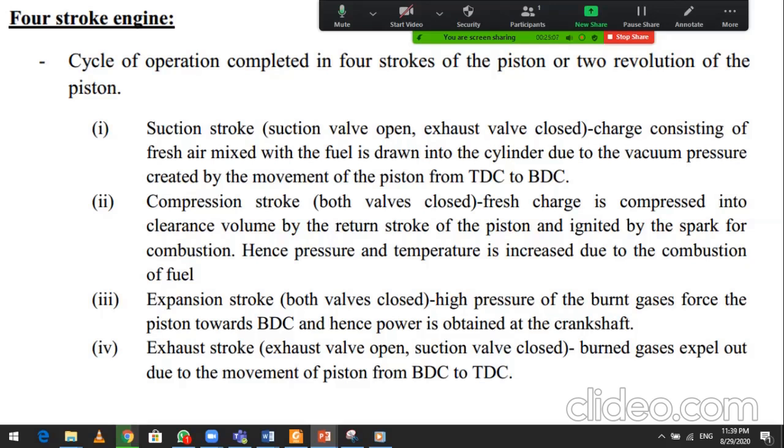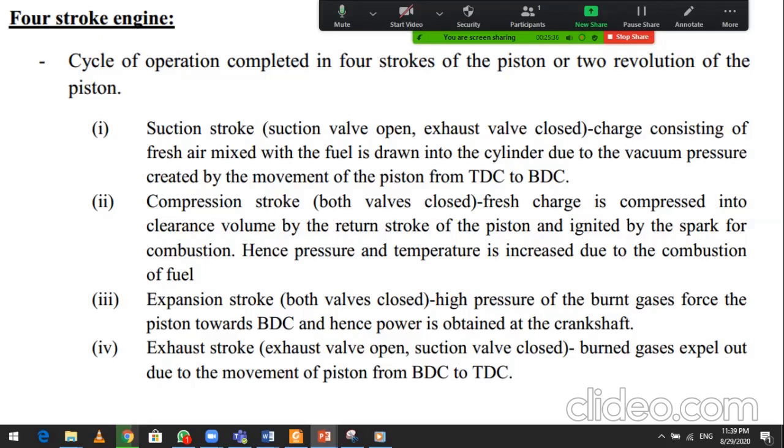We already know TDC and BDC are top dead center and bottom dead center. The second one is the compression stroke, with both valves closed. Fresh charge is compressed into the clearance volume by the return stroke of the piston and ignited by the spark for combustion. Hence, pressure and temperature increase due to the combustion of the fuel.